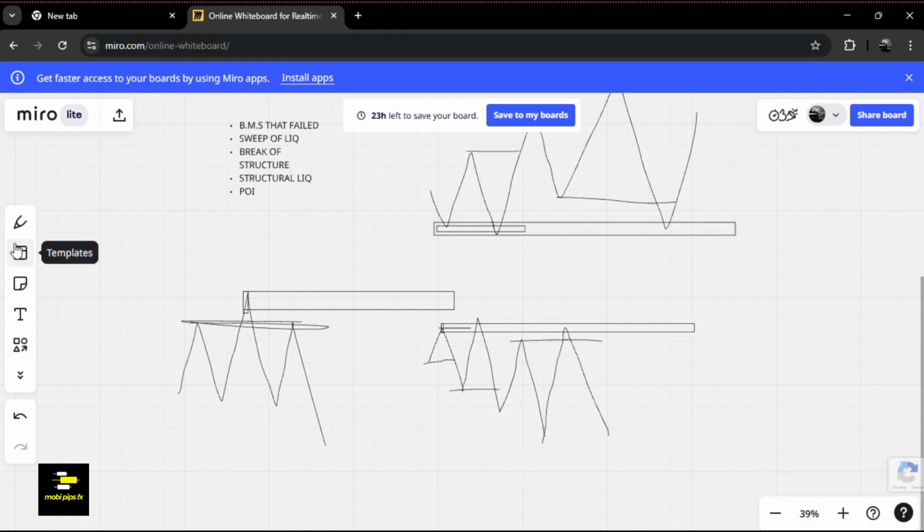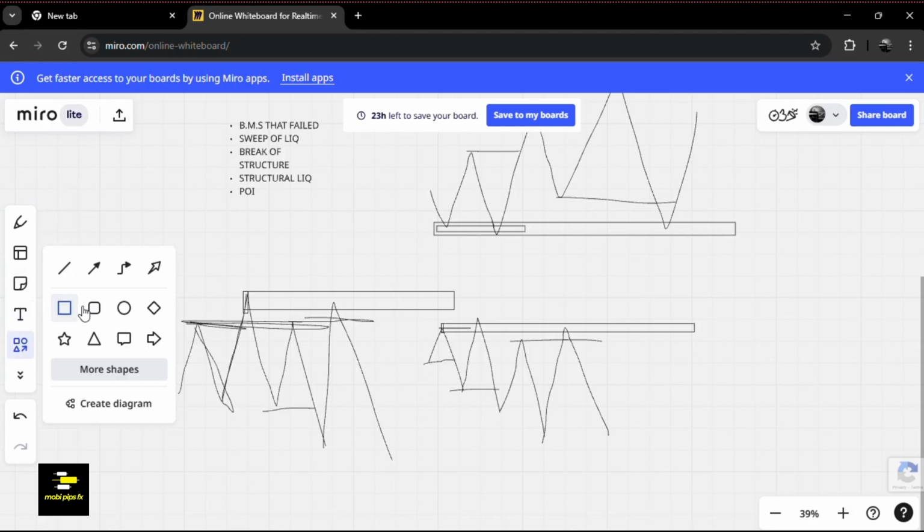We have already gotten our BMS that failed here. We got it here. It failed. There was a sweep of this liquidity. We got our structural liquidity, our transactional liquidity is taken, our structural liquidity has been drawn for us. Then, because both the QMR and the structural liquidity are all in the same zone, we look for an order block at the top. Then, boom, we sell from there. Vice versa.